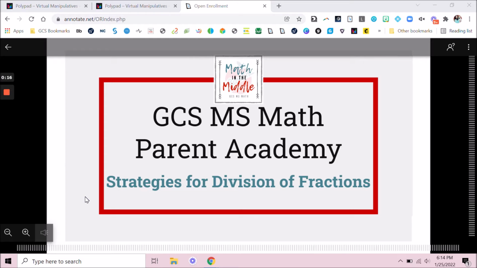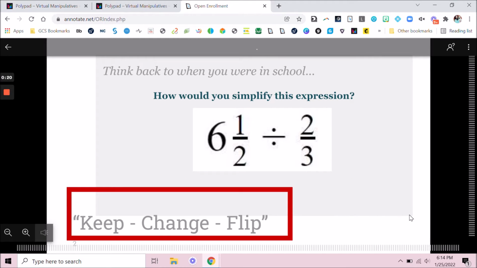Before we begin, let's take a look back at a division of fractions problem and think back to when we were in school. How did you learn to divide fractions? I'd be willing to bet many of you are thinking "keep, change, flip" right now. The problem with tricks like this is that the math is not visible from the trick. What are we keeping? What are we changing? What are we flipping? Why does this work?